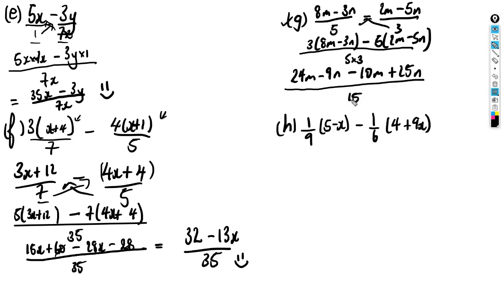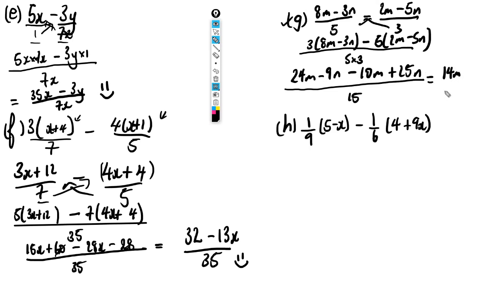Cool? Right, so that's pretty simple. And when this pans out, guys, 24m minus 10m should give us 14m. And 25n plus 9n should give us plus 34n, right, over 15. And that's our answer. Okay, guys? So we're finished there.